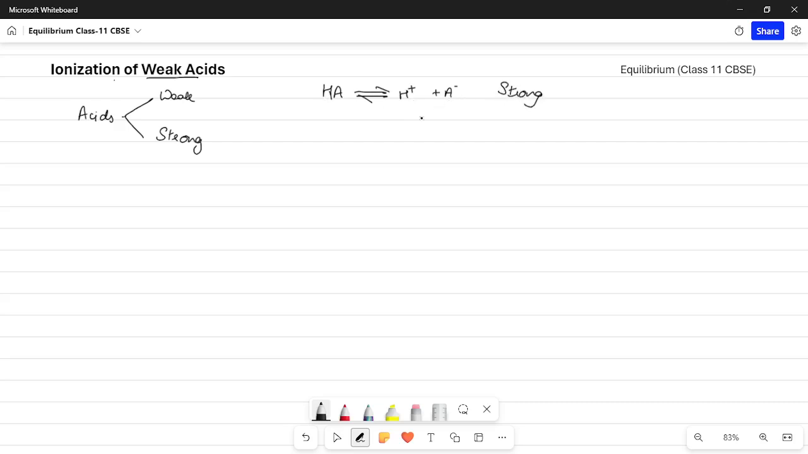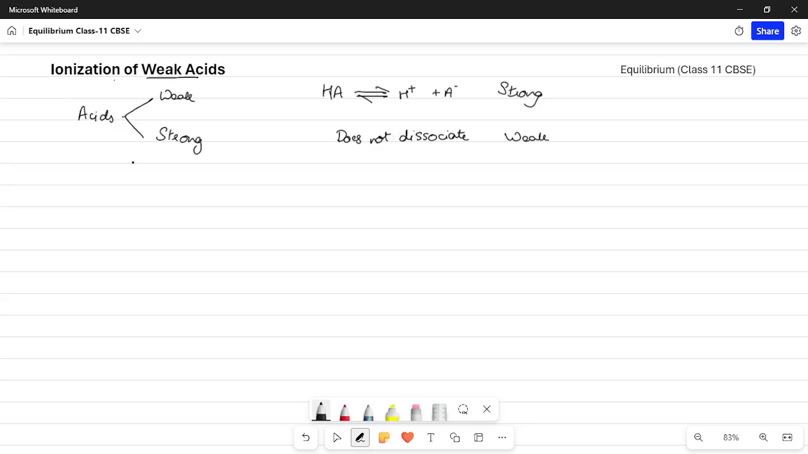But if you have the same thing, but it does not dissociate completely, it'll be a weak acid. So that's the difference between a strong and a weak acid. In the case of strong acids, it completely dissociates, whereas in the case of weak acids, it does not dissociate completely. This in turn implies that the strength of the acid depends upon its dissociation or ionization constant.